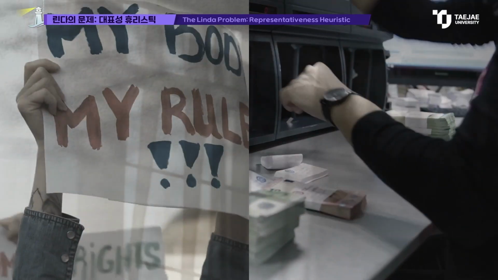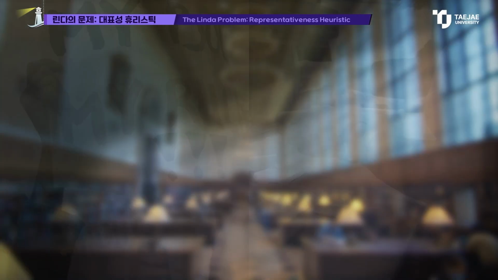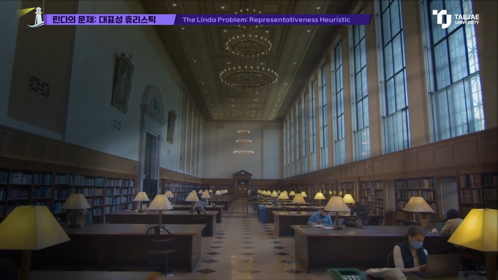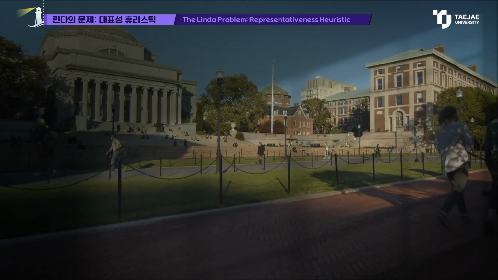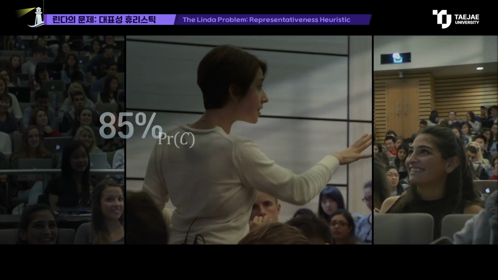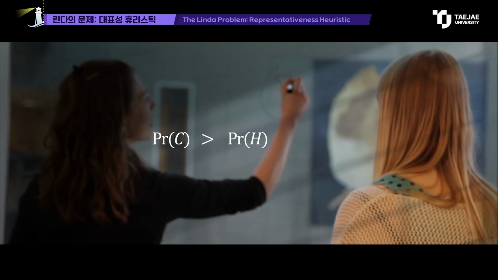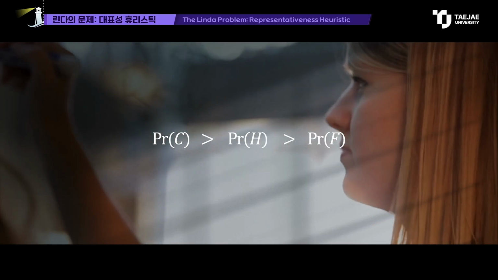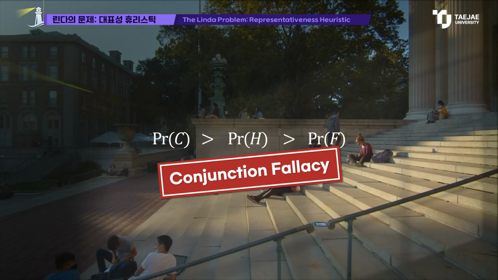In their study, 85% of the 88 undergraduates at the University of British Columbia rated the likelihoods as follows: Statement C, Statement H, and Statement F, thus violating the basic laws of probability.